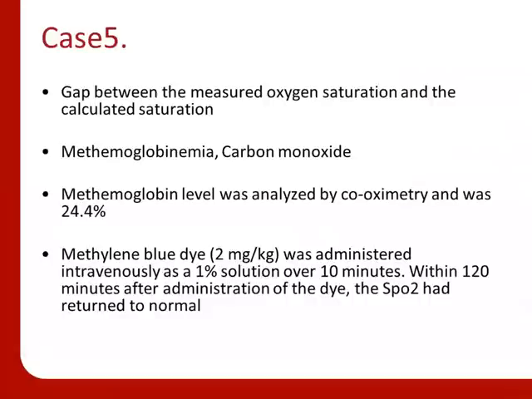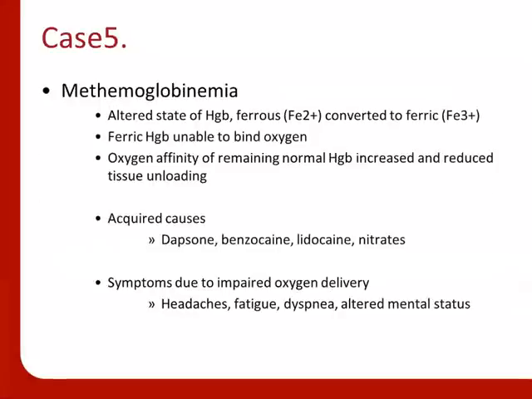So this is someone who has a gap between their measured saturation and the calculated saturation. And a couple of things that you think about with this are methemoglobinemia and carbon monoxide. In the hospital, it's almost always methemoglobinemia, usually related to some medication. In this case, we did a methemoglobin level off her blood gas, and it was elevated at 24%. The treatment for this is methylene blue, and most patients have a very good response relatively quickly with methylene blue.